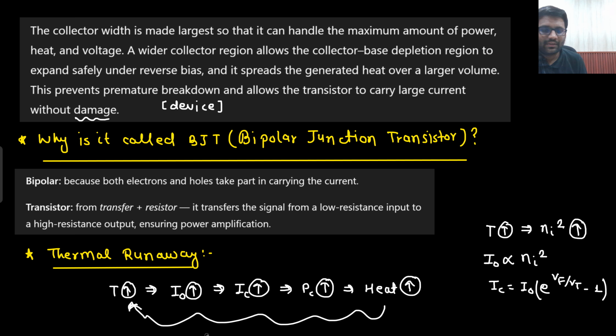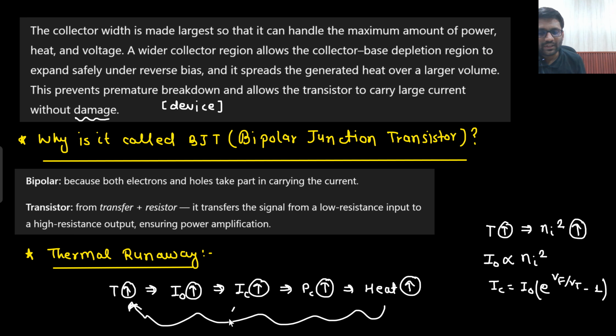Let's just remove it. So somehow if temperature increases, then heat would increase. This is how the heat would increase. Because of the heat, again temperature would increase and your device may burn out. We will keep the collector region larger so that the heat is dissipated over a larger volume. If heat is dissipated over a larger volume, then the dissipated heat per unit volume will be less. So temperature will not be increasing. The temperature of my device will not be increasing in a larger manner. If it is not increasing in a larger manner, then we will not go into thermal runaway.